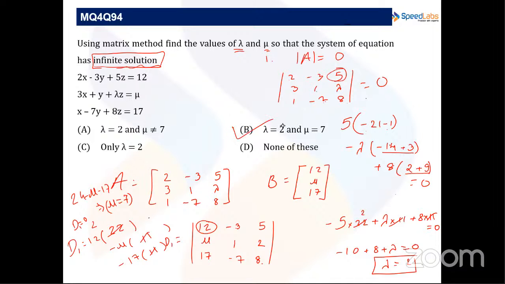Okay. So this is how you will solve it by Cramer's rule. R2 will be mu, 1, lambda and lambda is equal to 2. So from Cramer's rule you will get this option. Now let's see from the matrix method.